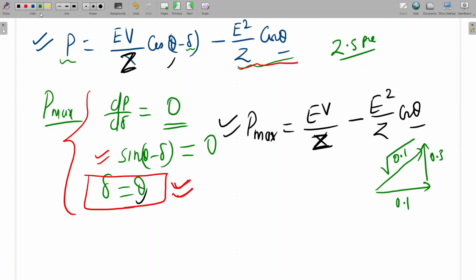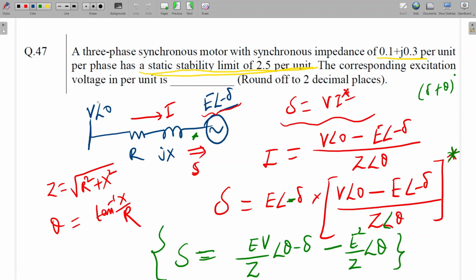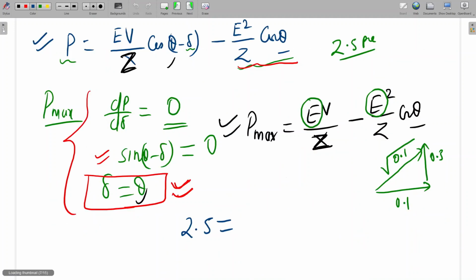So I am going to put all the data in this equation. Then we can calculate this EMF value. This EMF we have to calculate, it is asked in the question. So we can put P max 2.5 is equal to, what is the value of V? V is 1 per unit. Normally nothing will be given in the question for this, so we can say the terminal voltage is 1 per unit, and we can select that. So 2.5 is equal to E by Z, Z is under root 0.1, minus E square by Z, under root 0.1, and cos theta value we can calculate from here.